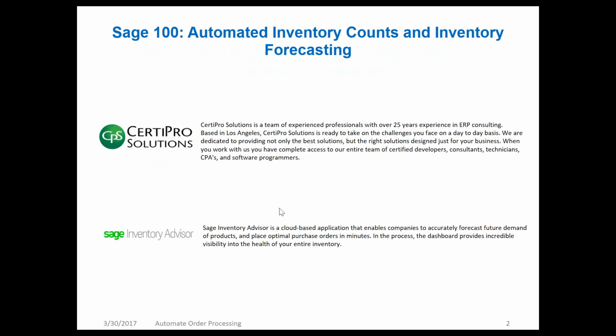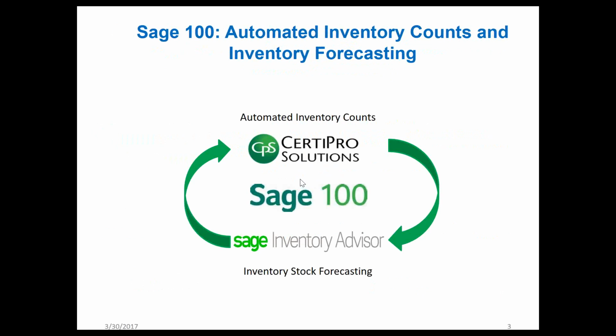And then we also have Sage Inventory Advisor, and it's a cloud-based application that enables companies to accurately forecast future demand of products and place optimal purchase orders in minutes. It has a dashboard that provides the visibility of your inventory and what needs to be ordered and what not. So we're just going to go ahead and talk about Sage Inventory Advisor first, and then how that data can be used for inventory counting. So I'm going to go ahead and let Tom get started. Thank you so much, Tom. Oh, thank you, Adrian.